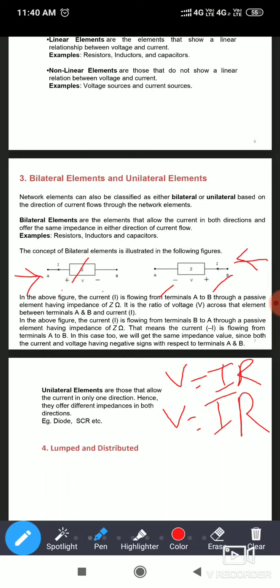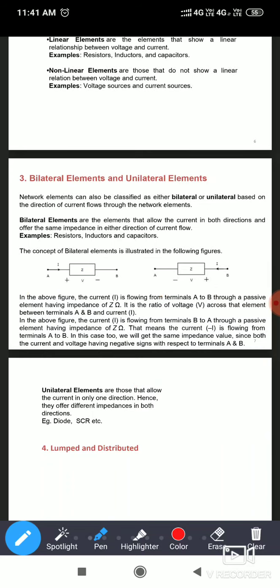Direction of current is here like this, and here it is opposite. Even though I have changed the direction of current, whether the value of voltage has changed? No, it remains constant. So such type of element is called what? Bilateral elements. So what are examples of bilateral elements? Resistors, inductors and capacitors. So what do you mean by a bilateral element? Bilateral elements are those which allow the current in both directions and offer the same impedance in either direction of current flow. Impedance as well as voltage. Do you understand? So these are the bilateral elements.